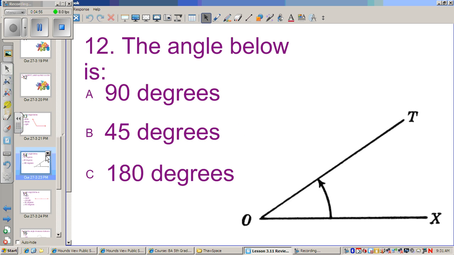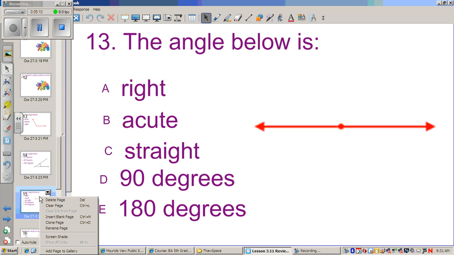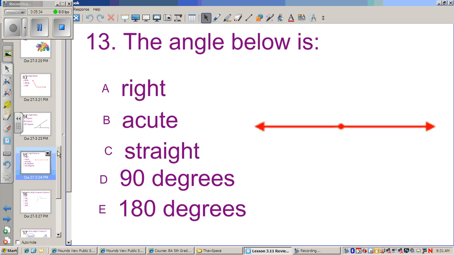The angle below is 90 degrees, 45 degrees, or 180 degrees. Hopefully you know the type of angle, so that should help you pick right away the answer. Number 13, the angle below is right, acute, straight, 90, 180 degrees. Okay, now some of you are thinking, well, there's two answers. Yes, there are possibly two answers if you figure out what type of an angle it is. And remember, it says what type is it, not the degrees, what type, okay?